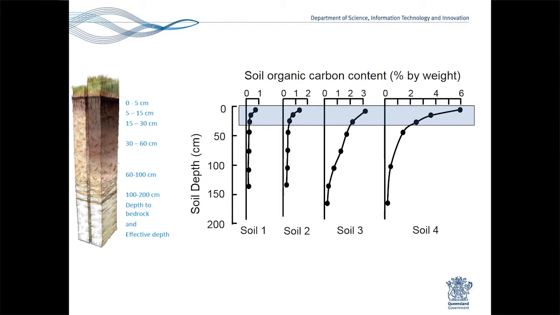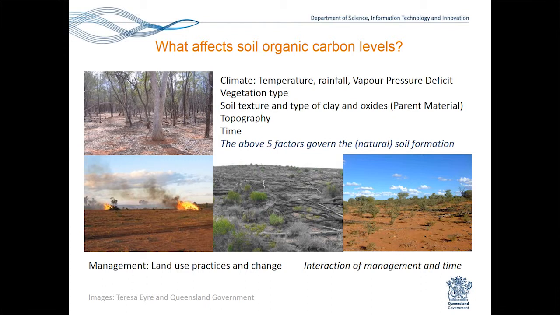So the main things affecting soil carbon levels, these are the five main factors that they show to govern the formation of soils. So climate: temperature, rainfall, vapour pressure deficit; the type of vegetation; the soil texture; and the type of clay you have. So all clays aren't equal. There are different properties in those clays that affect the exchangeability of the different cations in those soil profiles. So how well those nutrients are exchanged depends on the type of clay you have.